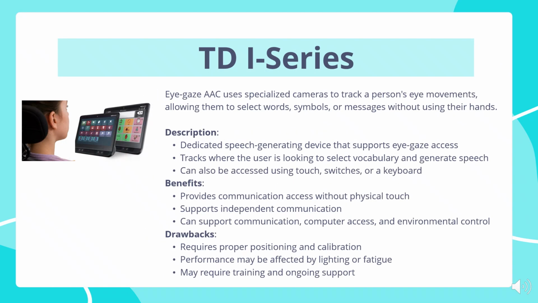Next up is the TDI series, which is an example of an eye gaze AAC device. Eye gaze AAC uses specialized cameras to track where a person is looking, allowing them to select words, symbols, or messages without using their hands. Although eye gaze is the primary access method, the device can also be accessed using touch, switches, or a keyboard. One of the biggest advantages of eye gaze AAC is that it provides communication access without physical touch while supporting independent communication. These devices can also support computer access and environmental control.